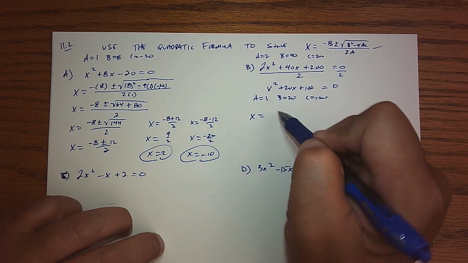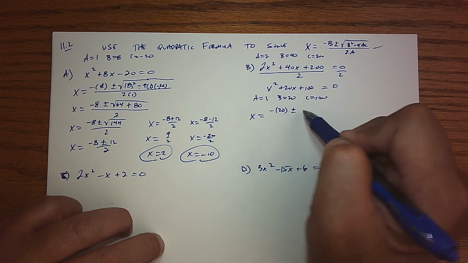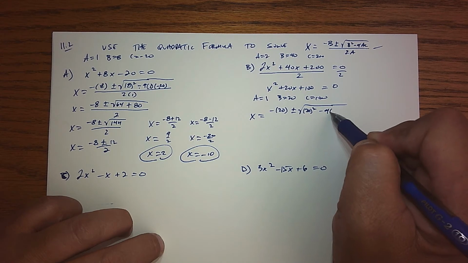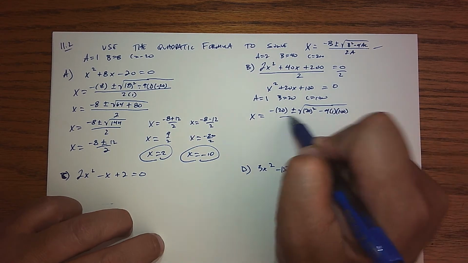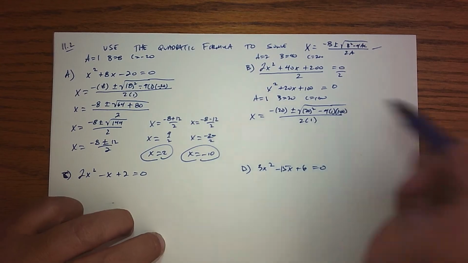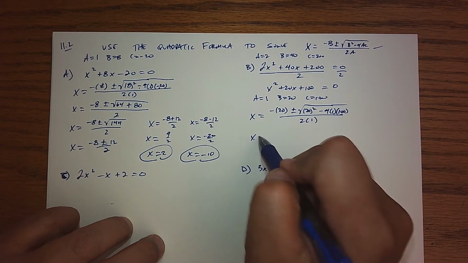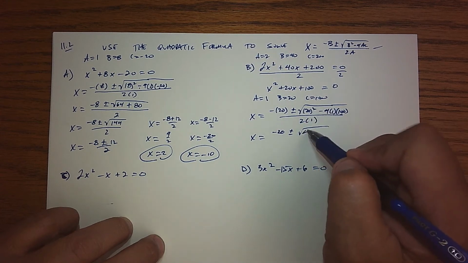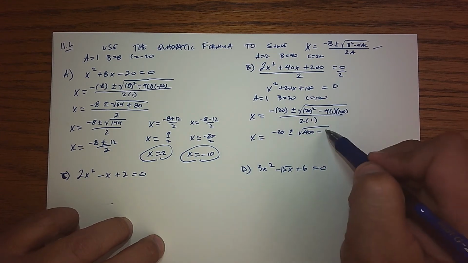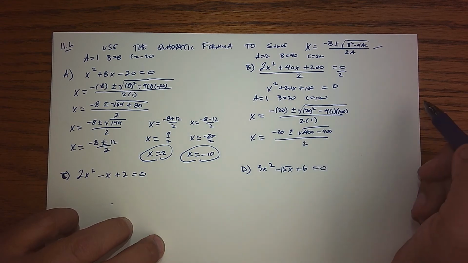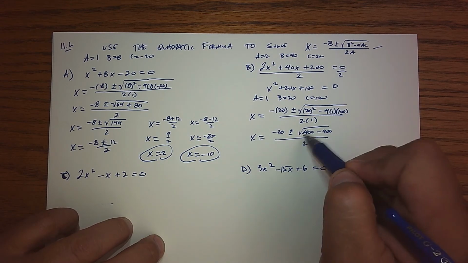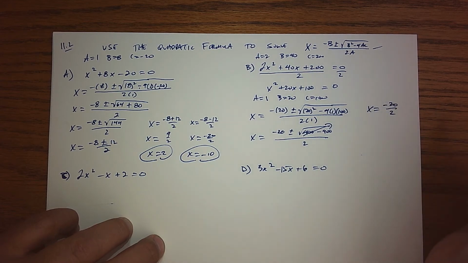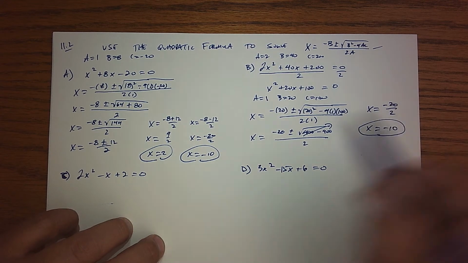So our solutions are negative b plus or minus, I'm going to take my b and square it, minus 4 times a times c, all over 2 times a, which is that. Keep going, we get negative 20 plus or minus, well 20 squared, that's 20 times 20, that's just 400. And then 4 times 100 is also 400, all over 2. So what we end up with here is 0, so that actually goes away. So our x is negative 20 over 2, which means that x is negative 10.